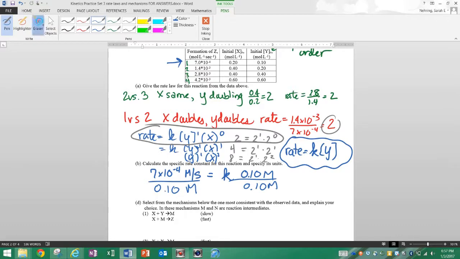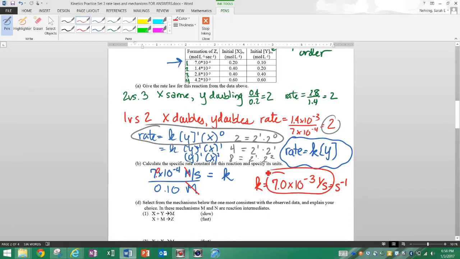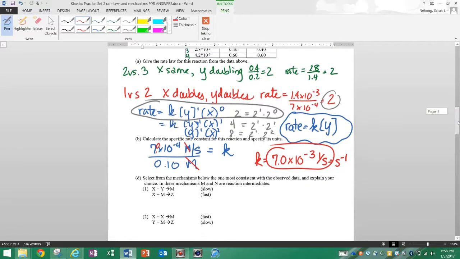And then when I solve for k, it's important to pay attention to the value of k as well as the units of k. So value-wise, when I divide these, I get that k is equal to 7 times 10 to the negative 3rd. Whoops, I should have kept my sig figs here. In terms of units, I've got molarity divided by molarity. So the molarities cancel out, and my units are 1 over seconds, which is the same thing as seconds to the negative 1. Okay, so this is my value of k. So pay attention to units when you're calculating k.